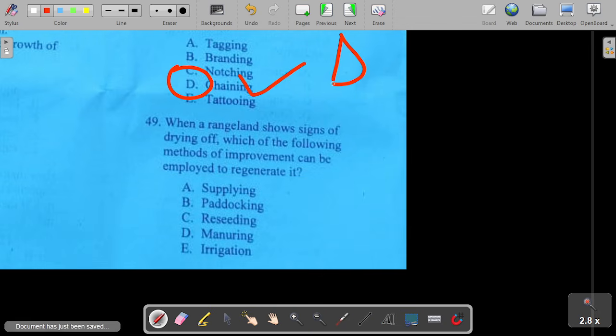Number 49. When a ridge land shows a sign of drying off, which of the following methods of improvement can be employed to regenerate it? We have supplying, padlocking, reseeding. Yeah. 49 is C.